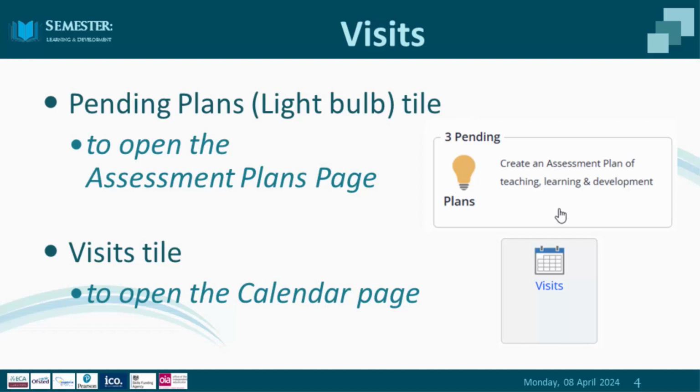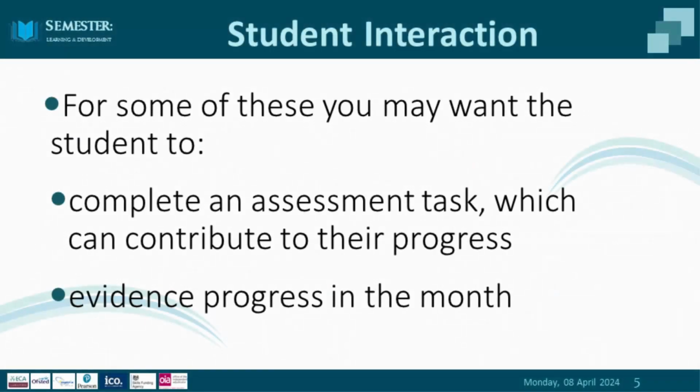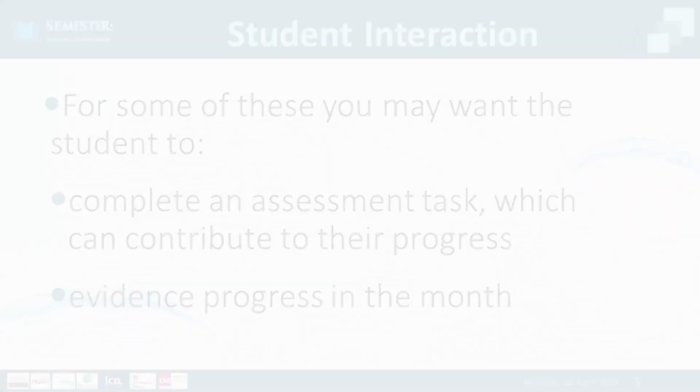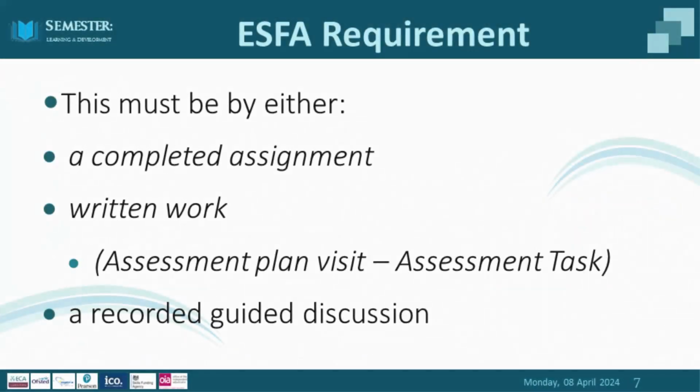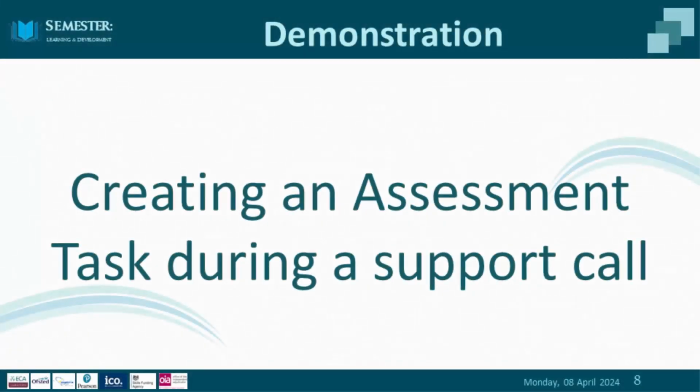All interaction with students must be recorded in an assessment plan visit. For some of these, you may want the student to complete an assessment task which can contribute to their progress and link it to KSB criteria. This can help evidence progress in the month where the student has not been able to complete a more formal method of assessment. We must show evidence of learning every calendar month. This must be by either a completed assignment, written work via an assessment plan visit using an assessment task, or a recorded guided discussion. So today we're going to create an assessment task during a support call.